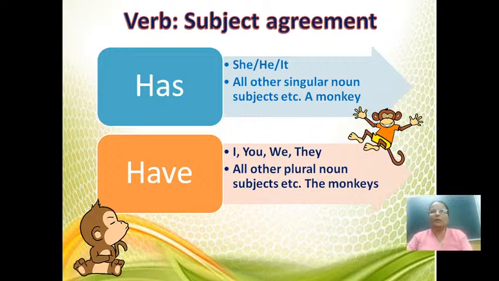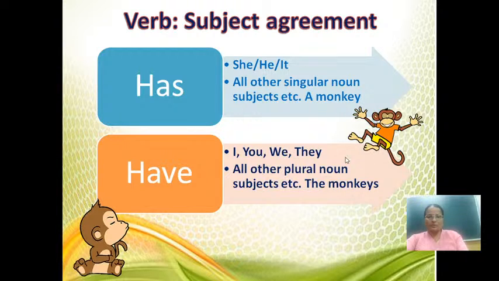For example, I will make a sentence with she and has. Listen. She has a red jacket. She has a red jacket. He has a big house. It has a long tail. A monkey has 2 ears.